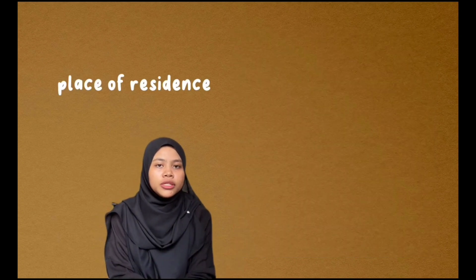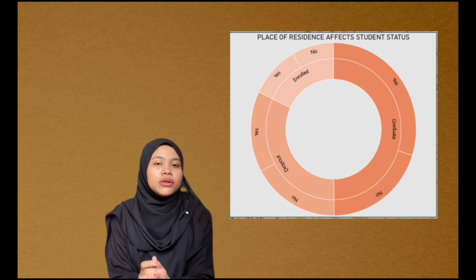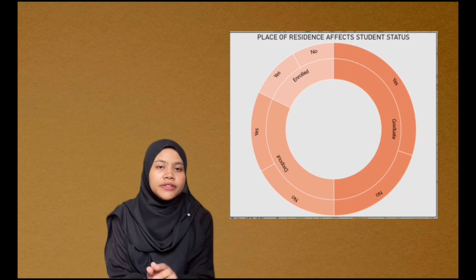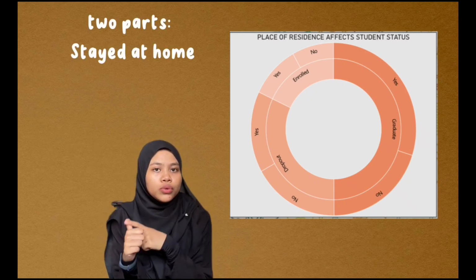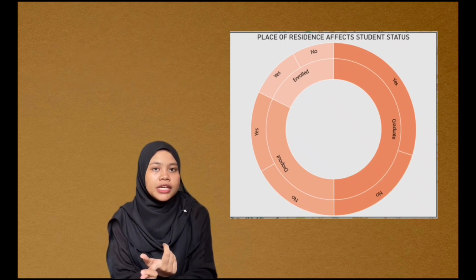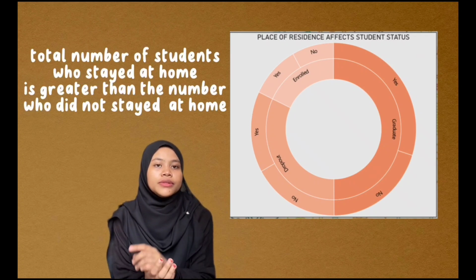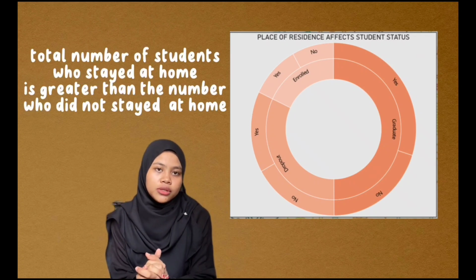Next factor is student place of residence. The chart will display the total number of students based on academic status, and it has been divided into two parts: those who stay at home and those who did not stay at home. From the data display, it has been shown that the total number of students who stayed at home is greater than the number who did not stay at home.